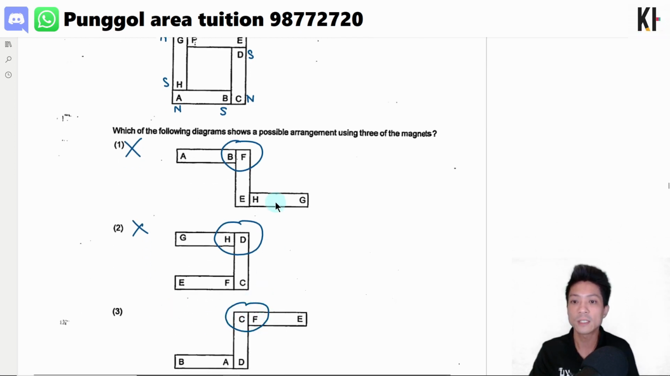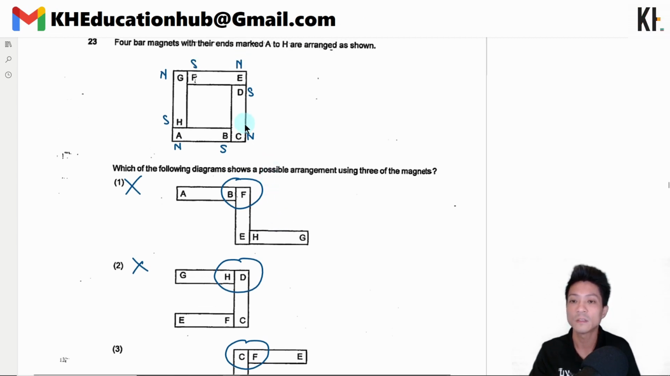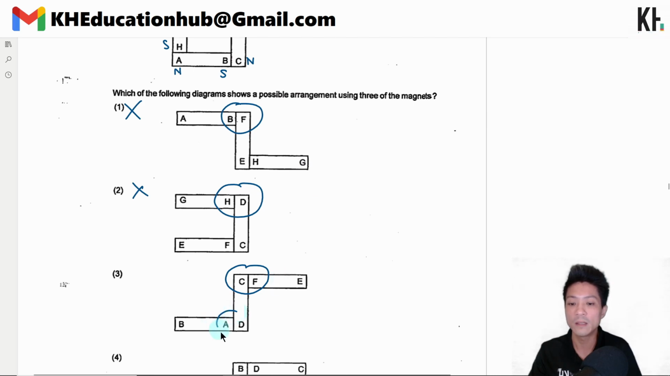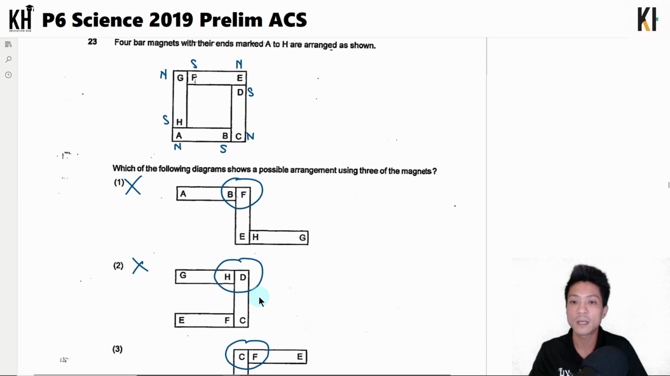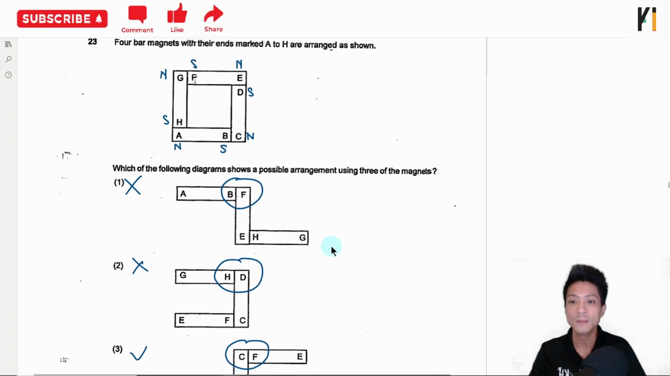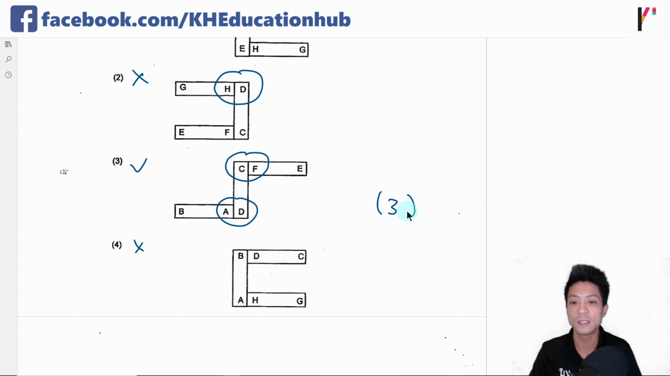Option 3, let's check on C and F. Okay, C is north, F is south. Okay, let's check on A and D. A is north and D is south. Okay, so option 3 is the correct one. Okay, BD, let us check BD. B is south and D is south. Okay, so option 4 is also out. Okay, so the correct answer is number 3.